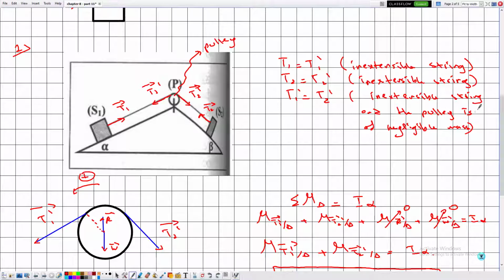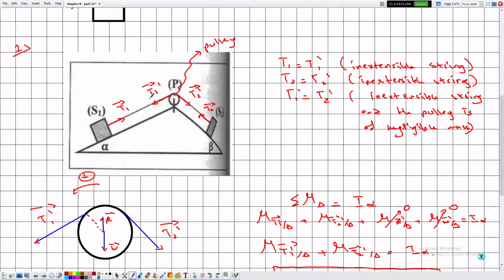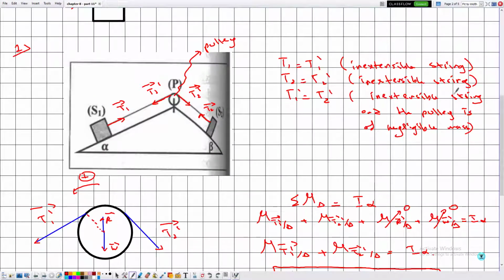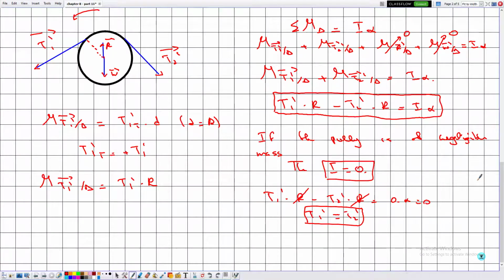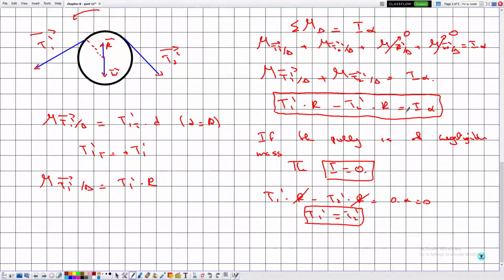So here we require an important condition, which is that the string is inextensible and the pulley is of negligible mass, and we require this condition when the string passes over a body undergoing rotation. Now here, for example, one can say that this can also be equal to 0 if alpha is 0, which is the case of UCM and equilibrium. So it is true, but we will not consider these two cases.